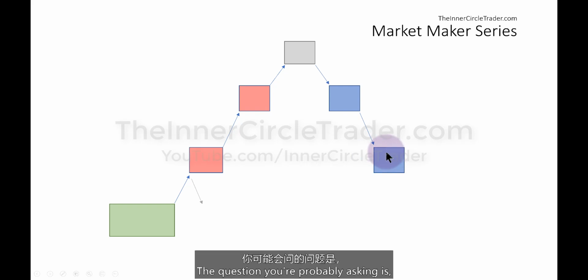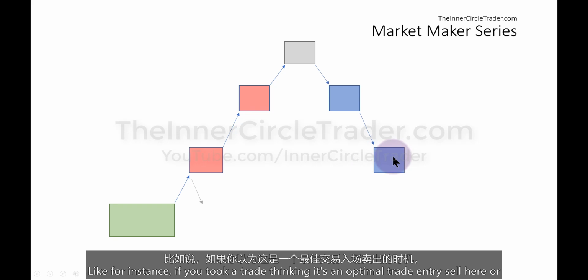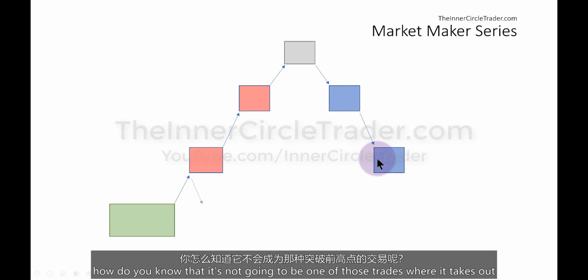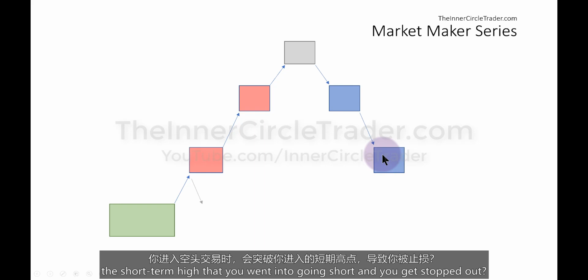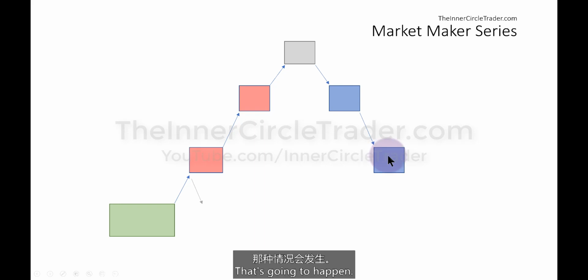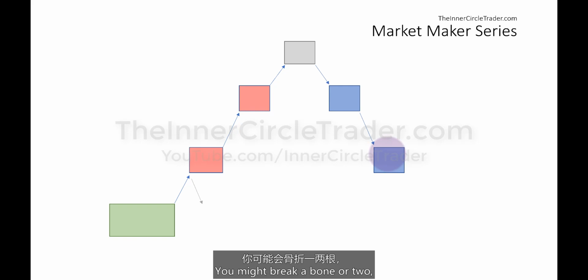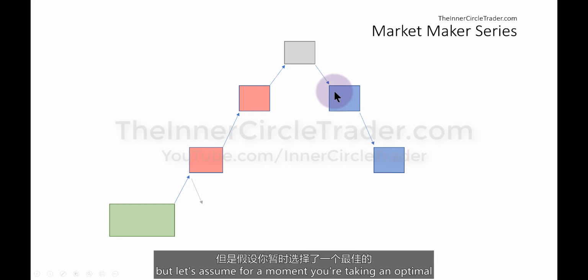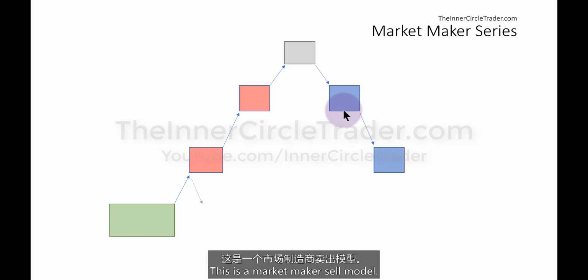And the question you're probably asking is, when does it do that? When will it do that in an optimal trade? For instance, if you took a trade thinking it's an optimal trade entry sell here or here, how do you know that it's not going to be one of those trades where it takes out the short-term high that you went into going short and you get stopped out? That's going to happen. I can't promise that you're going to walk through this marketplace without having those cuts and scratches and bruises. You might break a bone or two. You're going to lose some money. But let's assume for a moment you're taking an optimal trade entry short here. And this goes for the same thing I just mentioned on the market maker buy model. This is the market maker sell model.